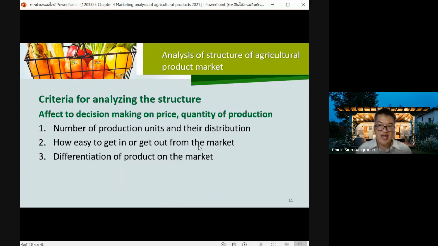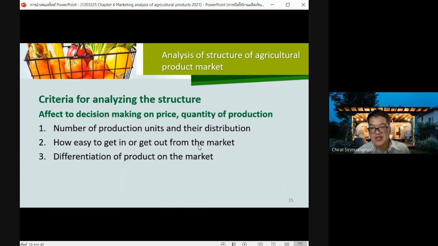So how many production units are going to be around, or how they distribute to other places. And second one, how easy it is to get in or get out of the market. Because you might need to think about how easy it is to get involved in the market. If it's very easy, the structures might not be quite rigid.